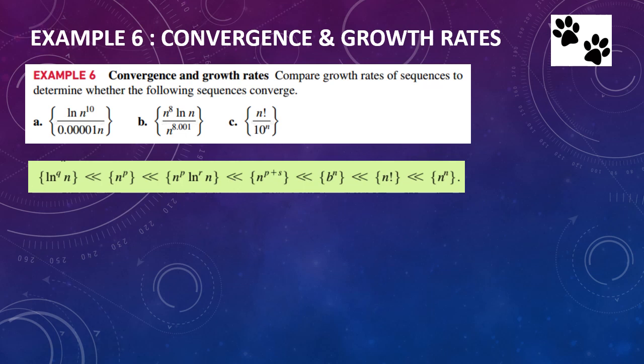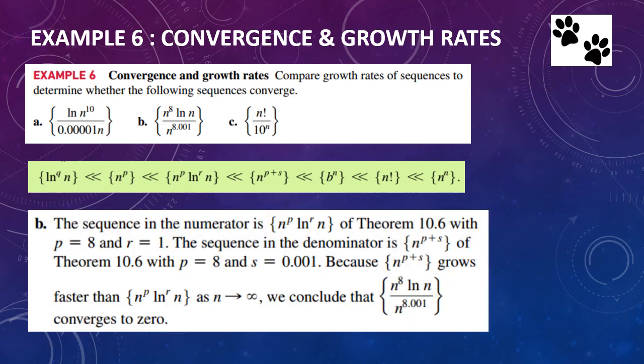Notice the numerator is this function, n to the p natural log of n, where p would be 8 and r would be 1. And in the denominator, we have n to the power of 8.001, which is this function here, n to the power of p, where p would be 8.001. So in this case, the numerator is growing faster than the denominator. And wait, did I do that backwards?